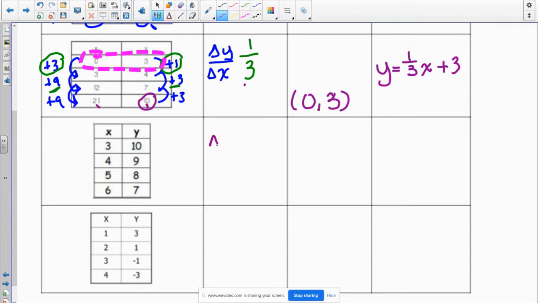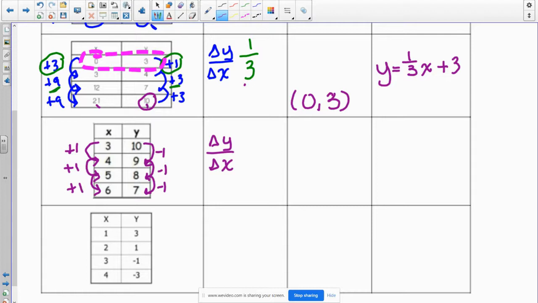So change of my y over my change of my x. Let's go through my changes of my y. It's going down 1, so I'm going to use that as a -1. 9 to 8 is down 1. 8 to 7 is down 1. On the x side, 3 to 4 is up, so it's positive. From 4 to 5, you would add 1. And from 5 to 6, you would add 1.